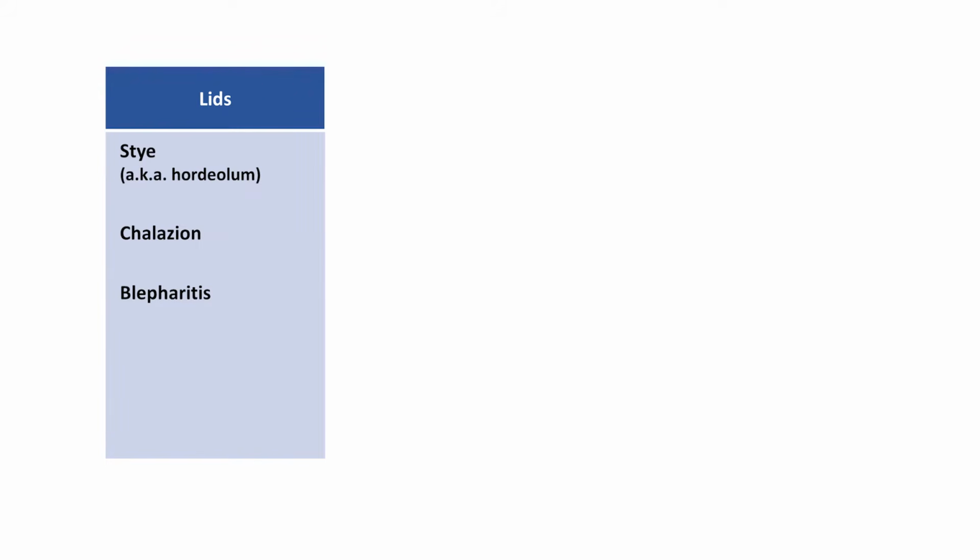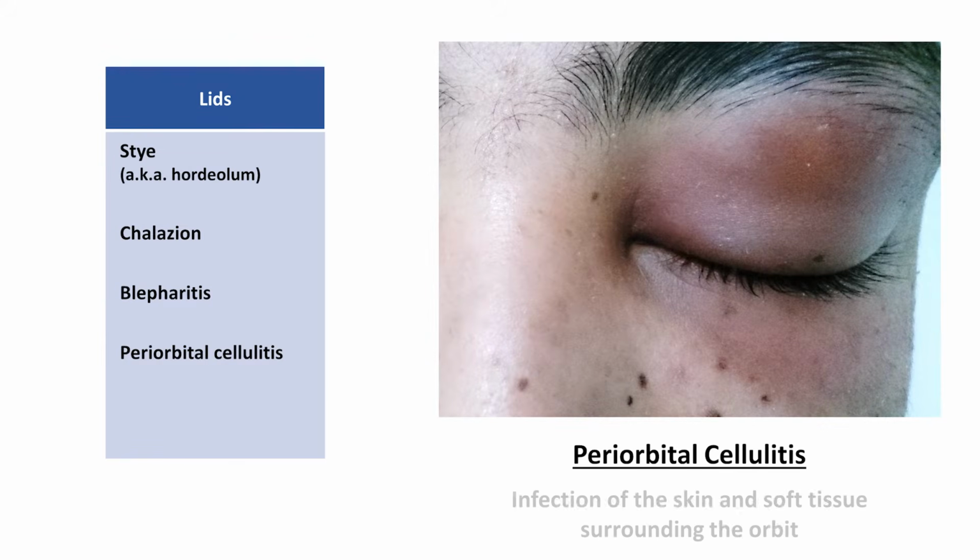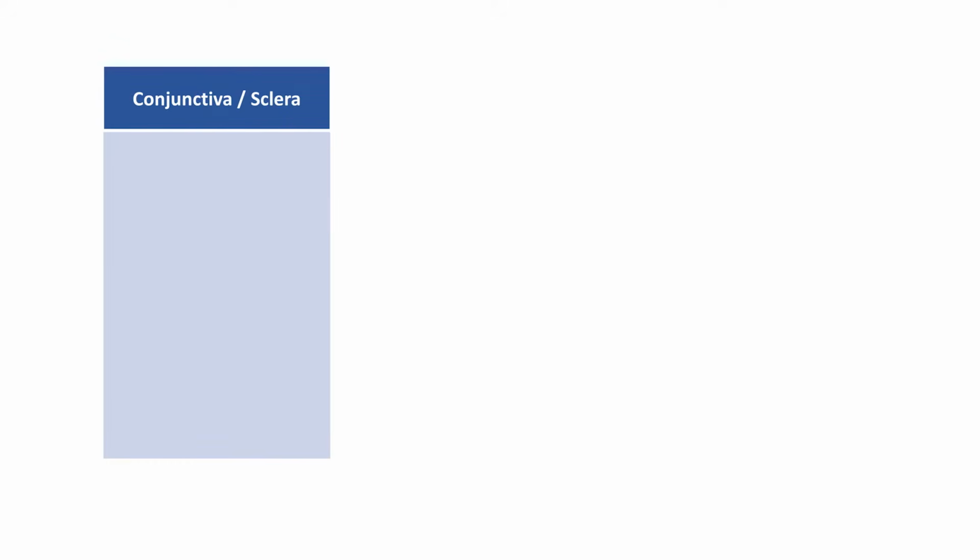In contrast to blepharitis, periorbital cellulitis is an acute infection of the eyelid and surrounding skin and soft tissue, but without involvement of the orbital fat and extraocular muscles, in which case it would be orbital cellulitis. Periorbital cellulitis is often referred to as preseptal cellulitis, in which the septum refers to a tough fibrous membrane that separates the orbital contents from the overlying soft tissue. The next category in our framework is the conjunctiva and sclera.